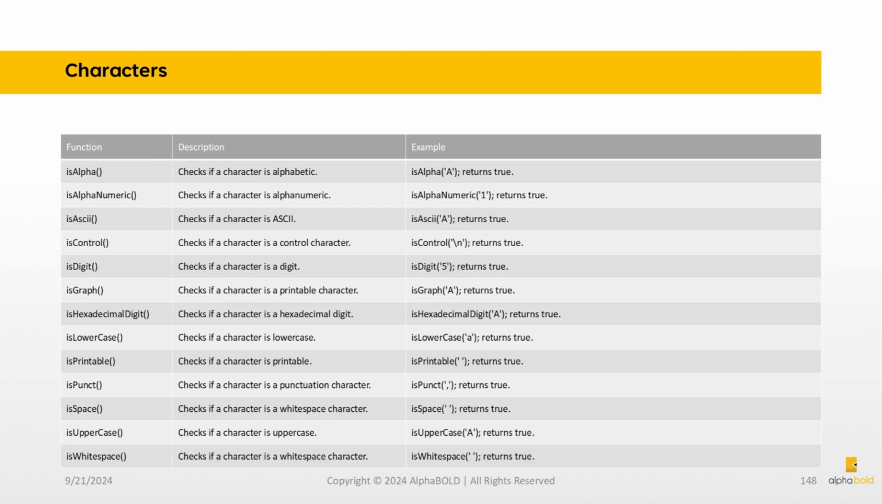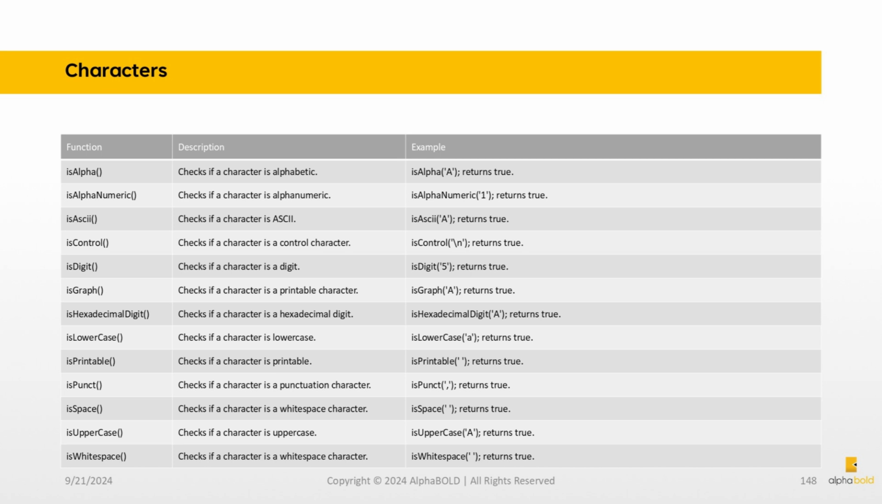Character functions are used to classify and test individual characters. isAlpha checks if a character is alphabetic, A-Z. isAlphaNumeric checks if a character is either alphabetic or a digit 0 to 9. isAscii checks if a character is within the ASCII character set. isControl checks if a character is a control character, non-printable characters used for control functions. isDigit checks if a character is a numerical digit. isGraph checks if a character is a printable character, excluding spaces. isHexadecimalDigit checks if a character is a valid hexadecimal digit, 0 to 9, A-F.